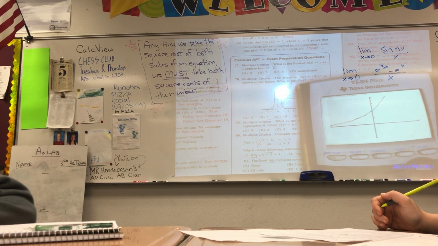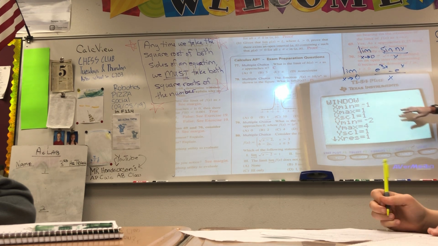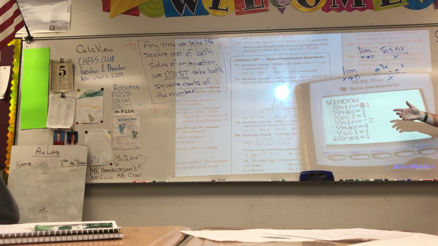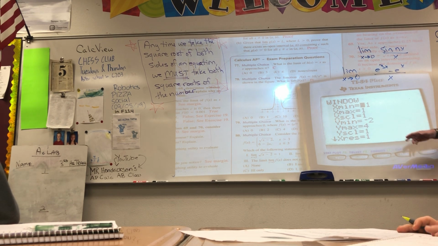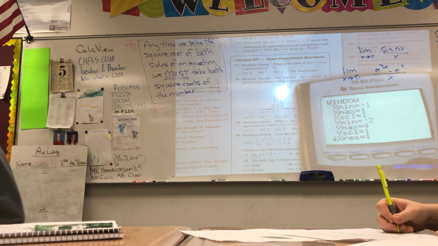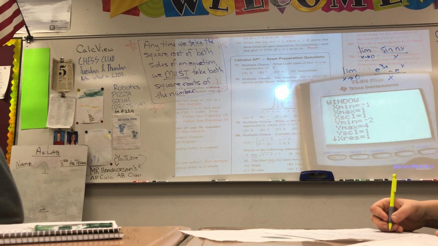What do we plug into a window? What I did here is because I just cared about when it approached 0, I didn't care very much about far left or far right. I just went from -1 to 1 on the x's. And then on the y's, very briefly, it looked like it was above 0, but not way above 0. So I just went up to 4. Does that make sense?